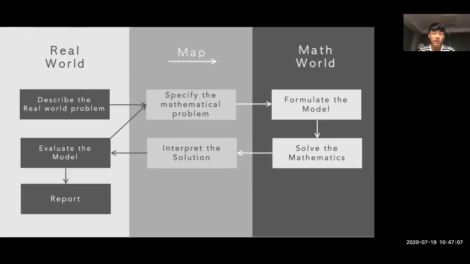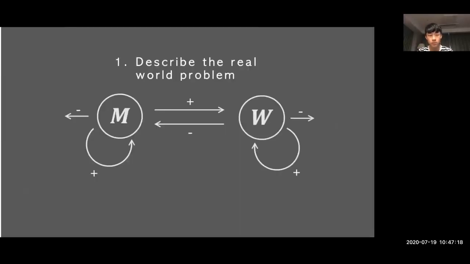So we call this the 7 steps. We're going to use these 7 steps in order to construct a really simple model. First, describing the real-world problem. Let's use this diagram here.